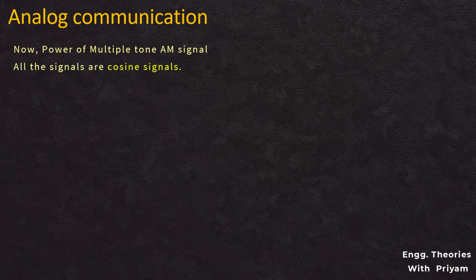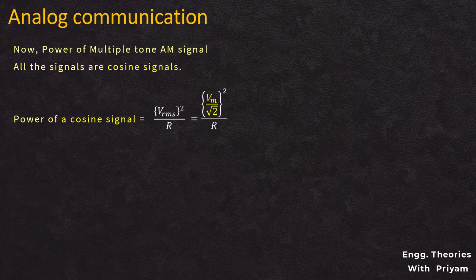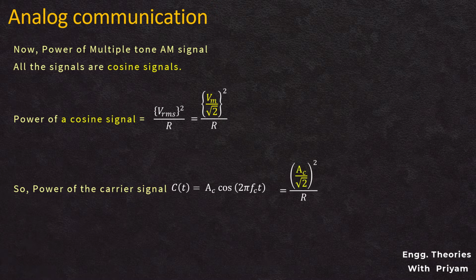Now all the signals are cosine signals. We know that the power of the cosine signals is equal to Vrms square by R, which can be replaced by Vm by root 2 whole square by R, where Vrms is the RMS value of the cosine signal and Vm is the amplitude of the cosine signal. Here the amplitude of the carrier signal is Ac, so the power of the carrier signal is equal to Ac divided by root 2 whole square by R, which can be simplified as Ac square by 2R.